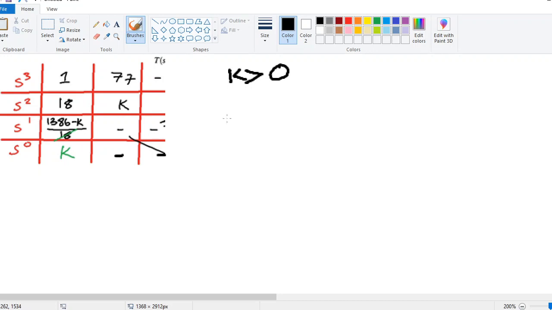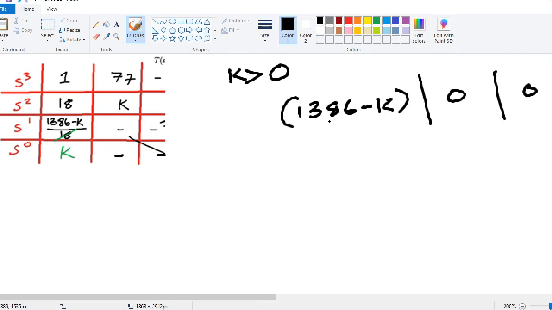So we're left with the s raised to 1 row. And in the s raised to 1 row, you have 1386 minus k, and then you have 0, and then you have 0. So if you want to make this your row of zeros, you will see that k needs to be equal to 1386. And this satisfies our condition that we need to create a row of zeros with a positive value of k. So we are assuming that this is equal to the row of zeros.